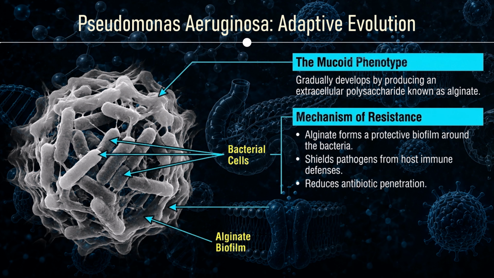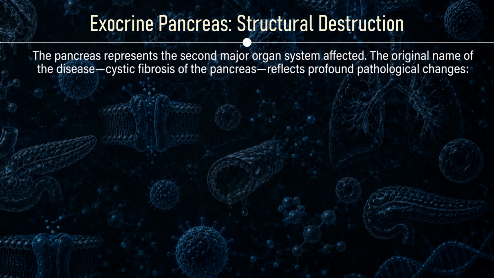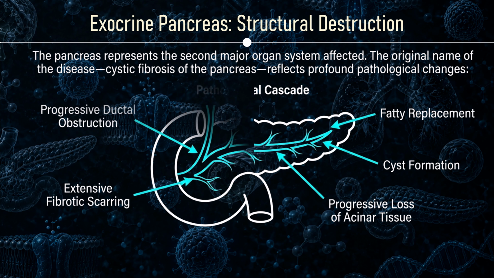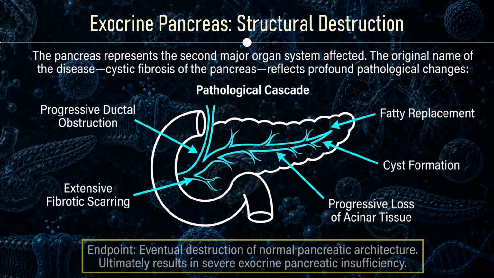The pancreas represents the second major organ system affected in cystic fibrosis. In fact, the original name of the disease, cystic fibrosis of the pancreas, reflects the profound pathological changes occurring within the exocrine pancreas. Progressive ductal obstruction by thick secretions leads to extensive fibrotic scarring, fatty replacement, cyst formation, progressive loss of acinar tissue, and eventual destruction of normal pancreatic architecture. These structural abnormalities ultimately result in severe exocrine pancreatic insufficiency.